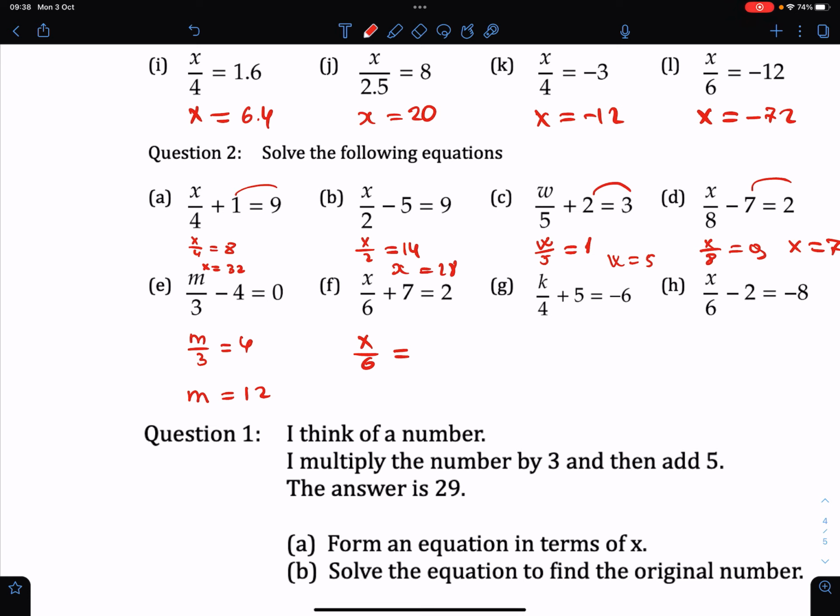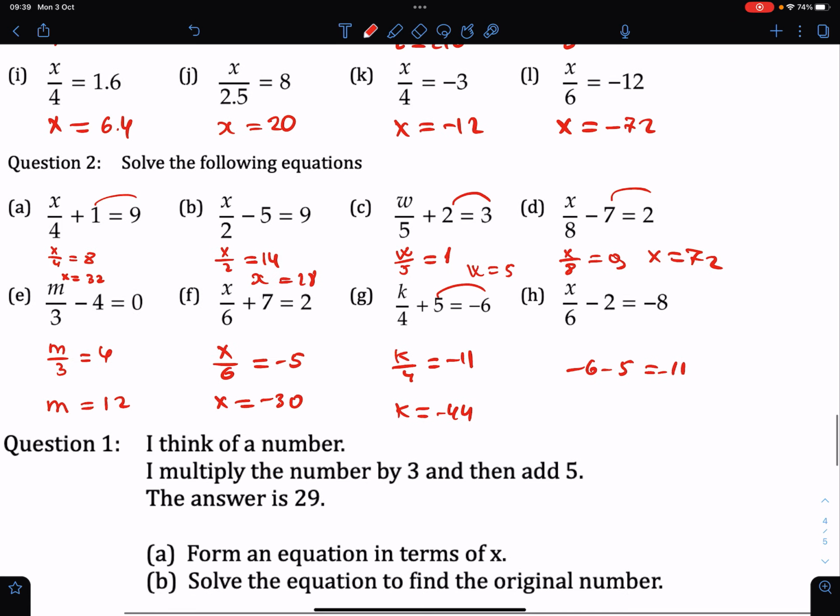X over 6 equals 2 minus 7, which is negative 5, right? X would be negative 30. K over 4 equals, Fala, move 5 to the other side. Negative 6 minus 5. What's negative 6 minus 5? It is negative 11. K over 4 equals negative 11. K would be negative 44, right?